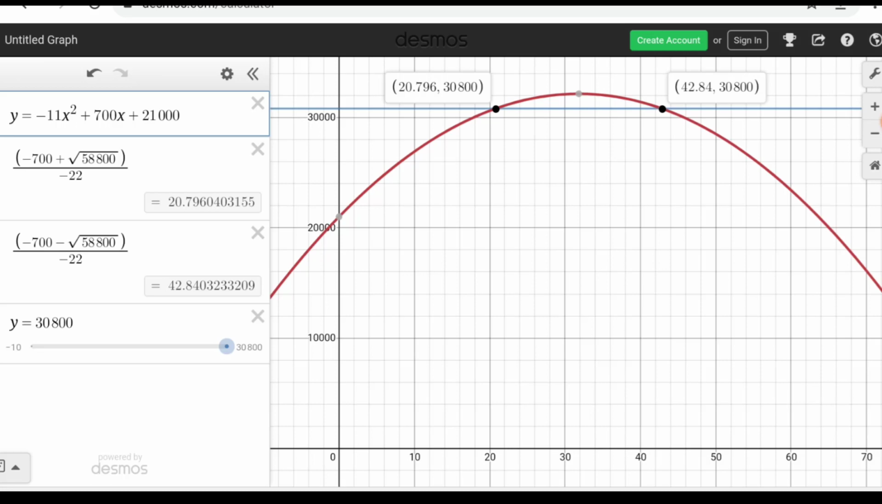What do we see here? Now remember that t is your time, and this is your height. So time and your height. So what do you notice over here? Well, my time is 20 seconds, or around 21 seconds. My height will be 30,800. And then the other point is at 42 seconds, your height will be 30,800. So those are the times when the plane will be at 30,800 feet.